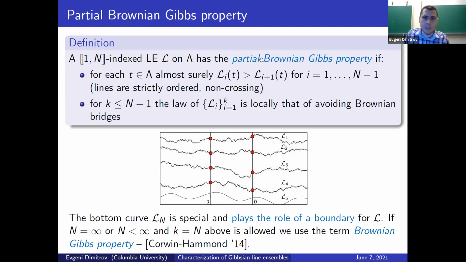Now the word partial in this definition has to do with the special role played by the bottommost curve L_n. It plays the role of a bottom boundary in your ensemble, so it's not allowed to be resampled. It can be deterministic, it can be random, it can be whatever you want, but it doesn't necessarily enjoy this resampling invariance. However, if the number of paths is infinite, meaning you don't have a bottommost line, or you have finitely many curves but the bottom one can also be resampled, then you just drop the word partial and refer to this as the Brownian Gibbs property, a term that was coined by Corwin and Hammond.